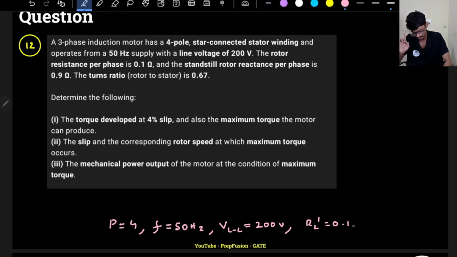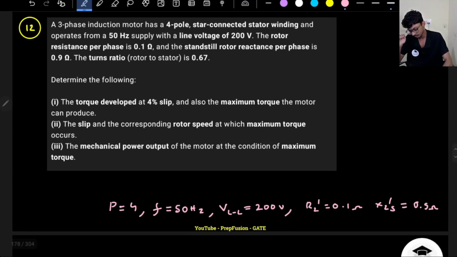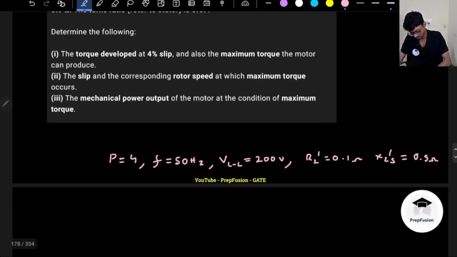The standstill, very important term, standstill, right? So X2, when the slip is 1, the standstill reactance is given to me as 0.9 ohm per phase. The turns ratio from rotor to stator, so Nr divided by N stator, is 0.67. First time they have given us the turns ratio.